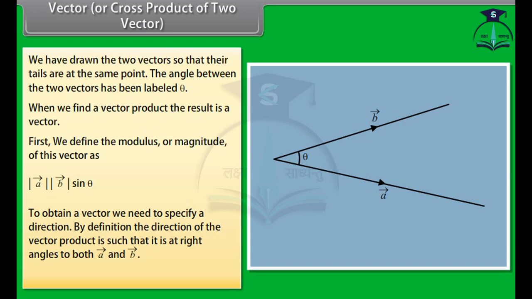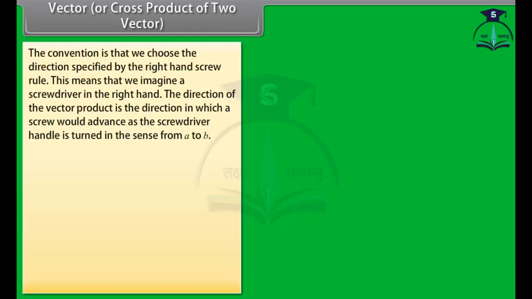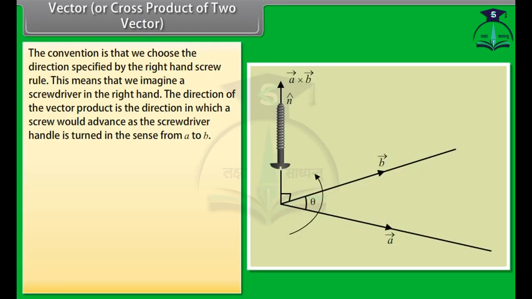By definition, the direction of the vector product is such that it is at right angles to both vectors A and B. As stated in the figure, the convention is that we choose the direction specified by the right-hand screw rule. This means that we imagine a screwdriver in the right hand. The direction of the vector product is the direction in which a screw would advance as the screwdriver handle is turned in the sense from A to B.